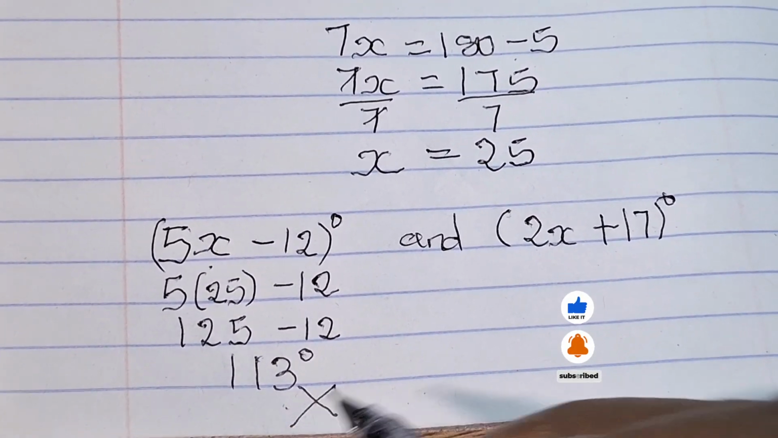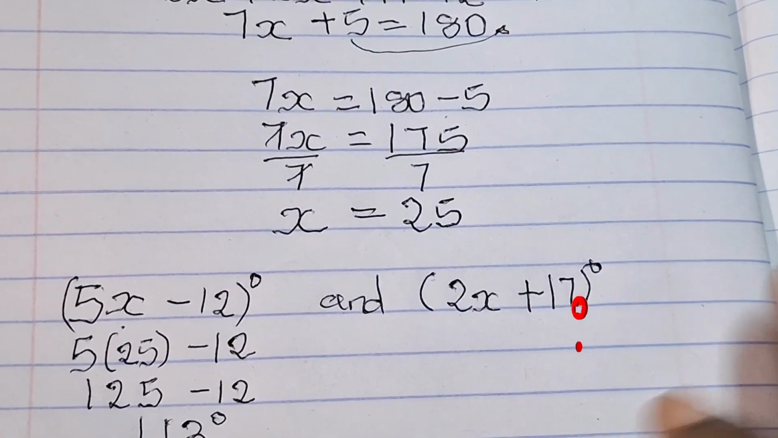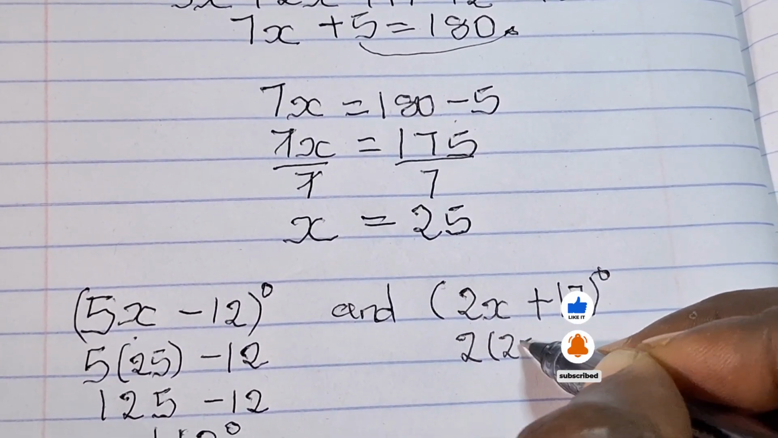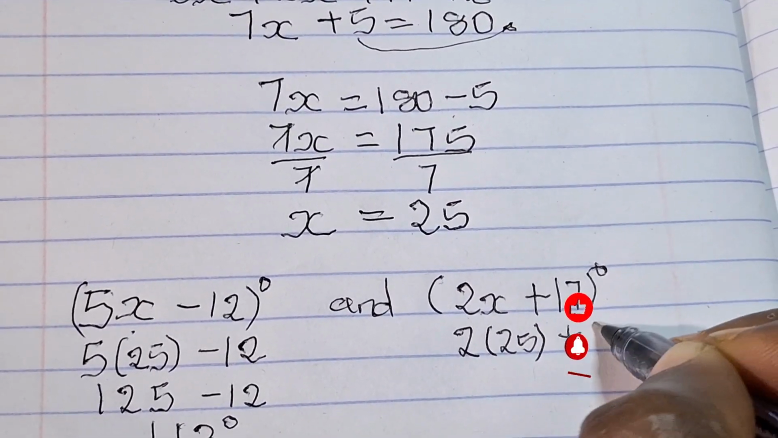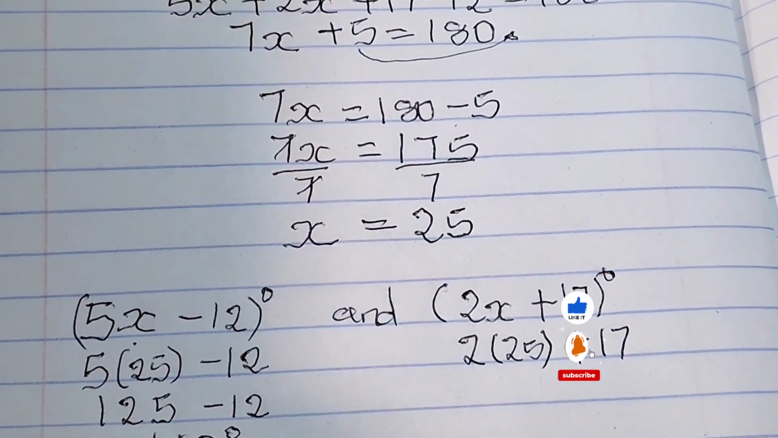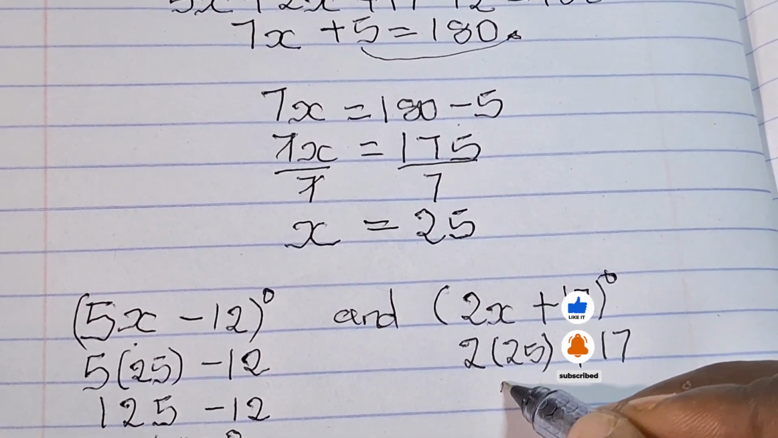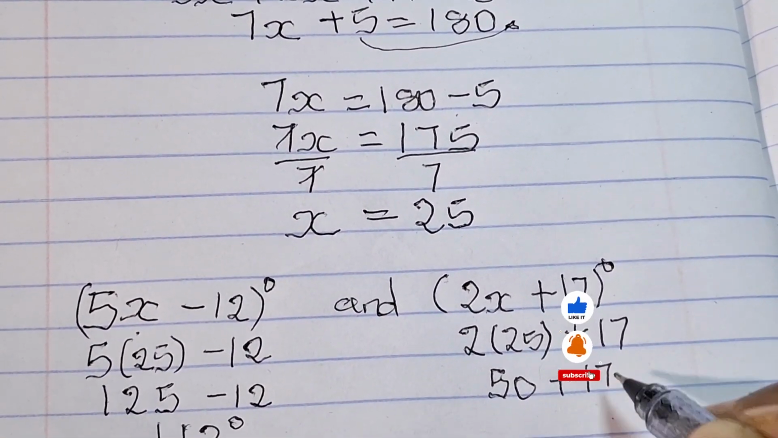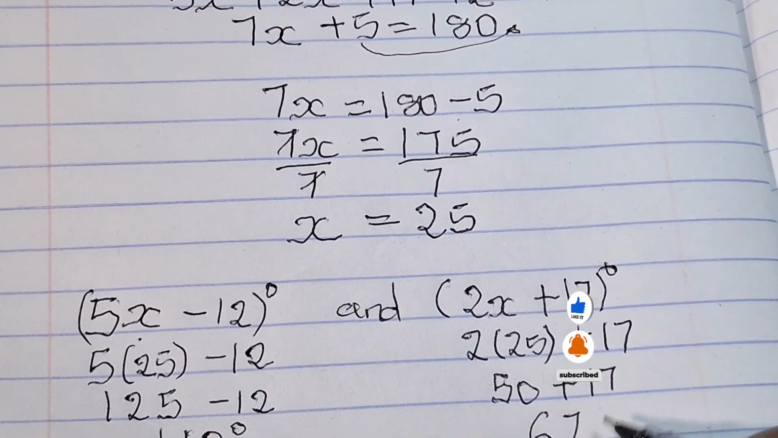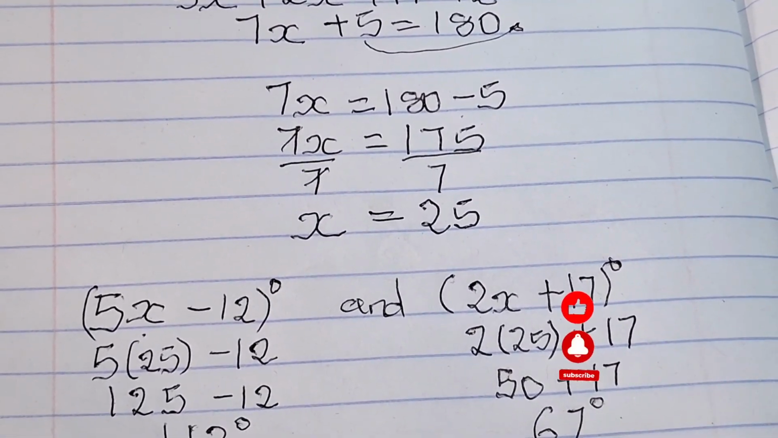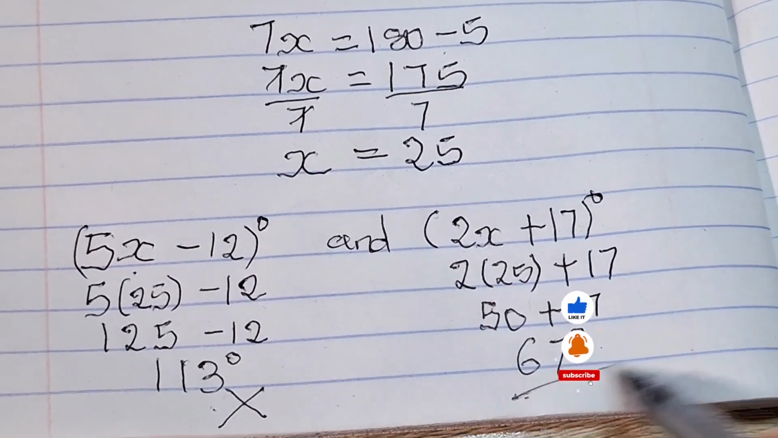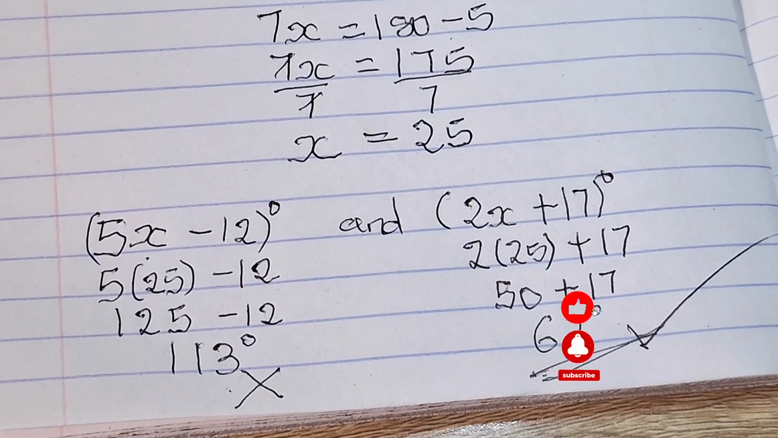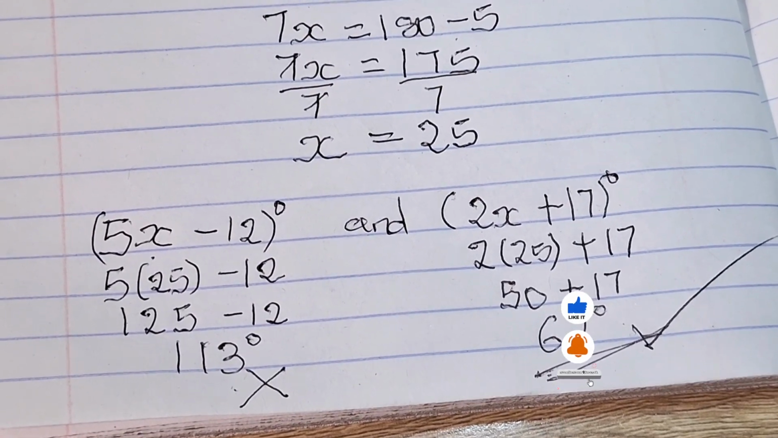No, it isn't. So I come here again and I'm going to substitute 25 here and it's a plus 17. Okay, 2 times 25 is definitely 50. 50 plus 17 will be 67 degrees. Therefore, this is my final answer. 67 degrees.